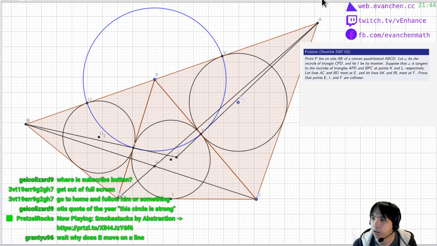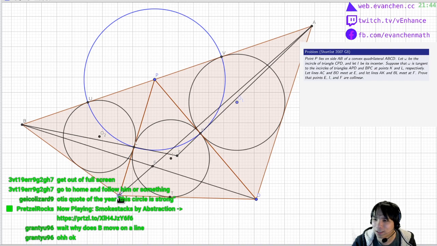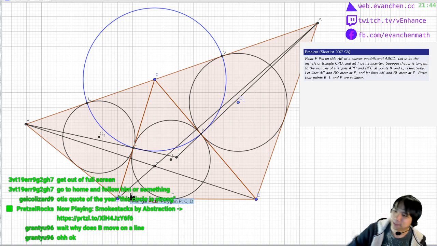Why does B move on a line? Like, by definition, B moves on line UV, right? If I fix ULKV, then B, by definition, is supposed to be on line UV. So I almost want to redraw the diagram and then see how I animate it, but I think that's too much work. But moving points should kind of work.